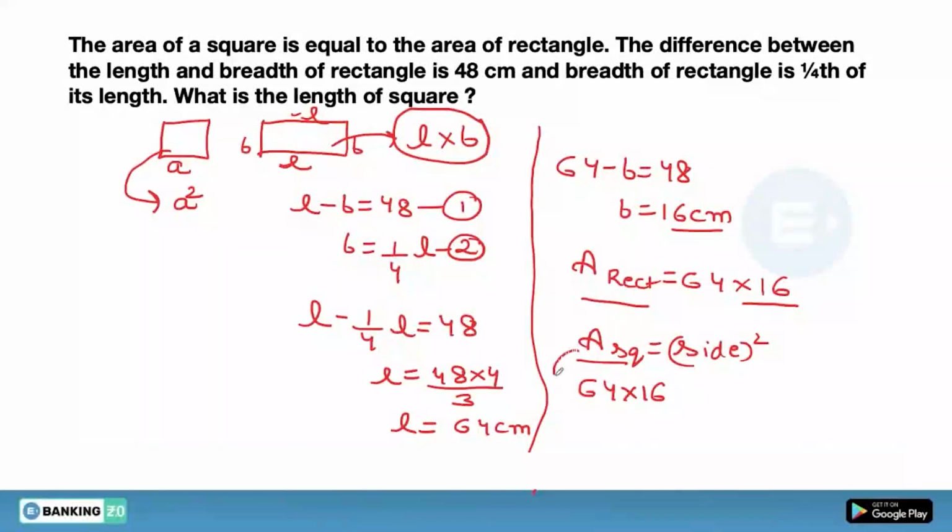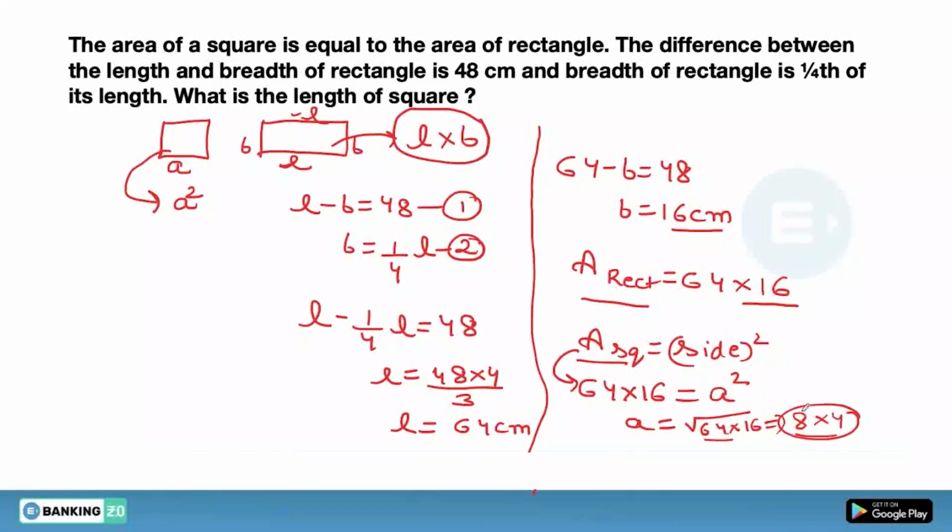So while putting here 64 cross 16 equals A square, now while calculating this, I can see that after putting it under root 64 cross 16, I can directly solve it. What is coming here? 8 into 8 is 64 and 4 into 4 is 16. So what would be the correct answer? The correct answer is 8 cross 4.